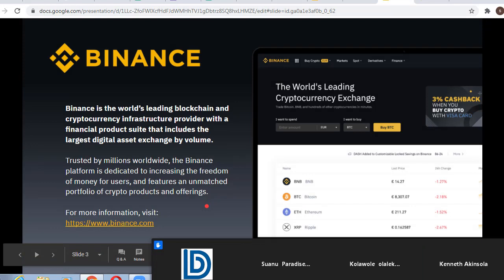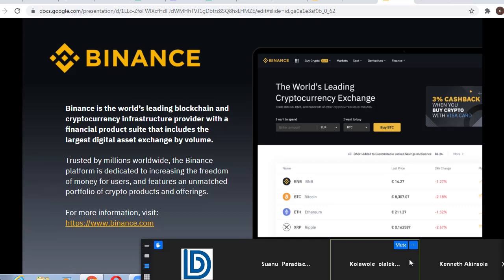All right, so let's talk about Binance. Binance is the world's leading blockchain and cryptocurrency infrastructure provider, with a financial product suite that includes the largest digital asset exchange by volume. Binance is trusted by millions of people all around the world, and the Binance platform is dedicated to increasing the freedom of money for users.